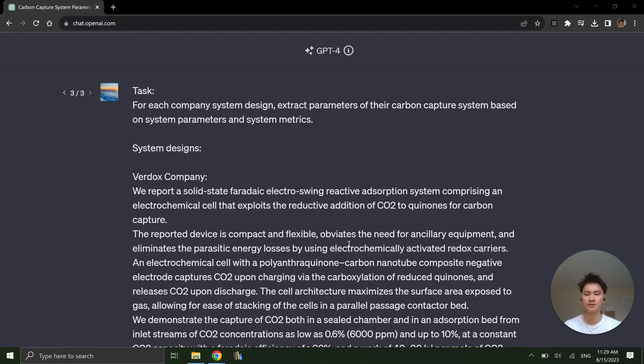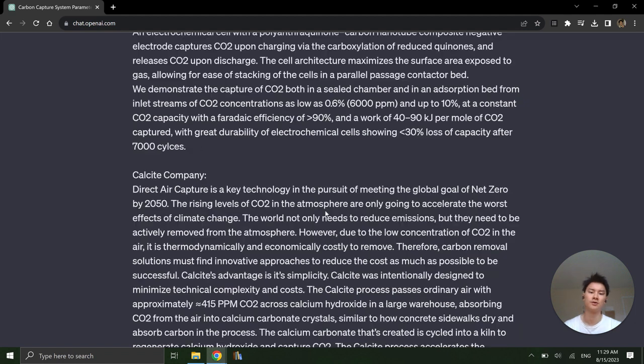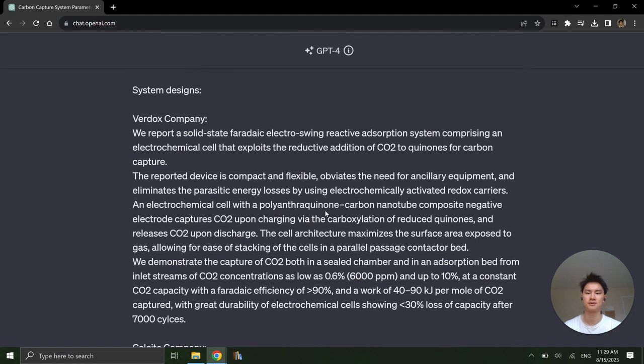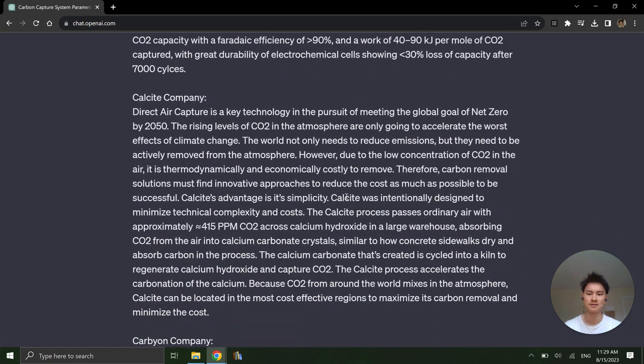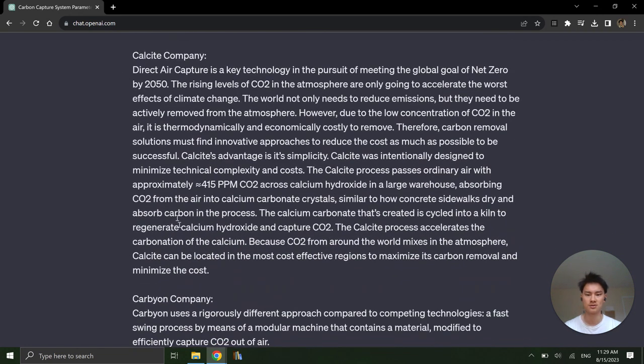So I had quickly tried to grab some carbon capture system designs and I tried to parameterize them. I looked at different companies and what they described were things that they did. So I looked at Verdox, this was kind of from their paper on electroswing, and calcite. These were all XPRIZE winners. This was their about section.